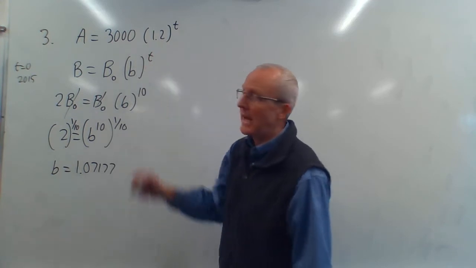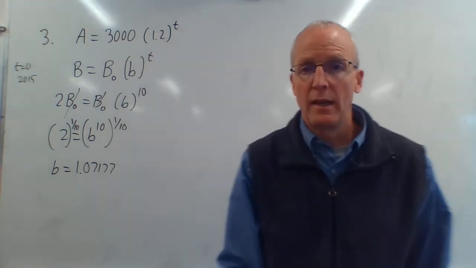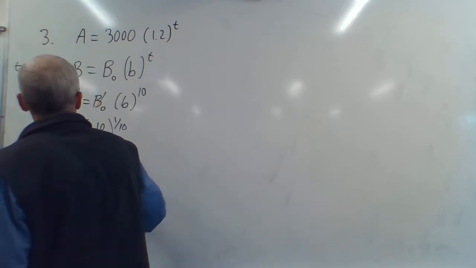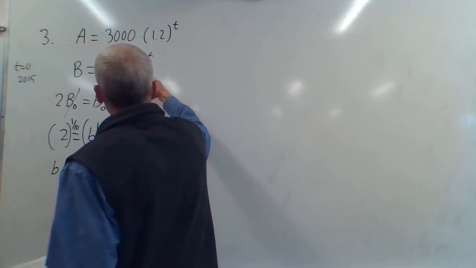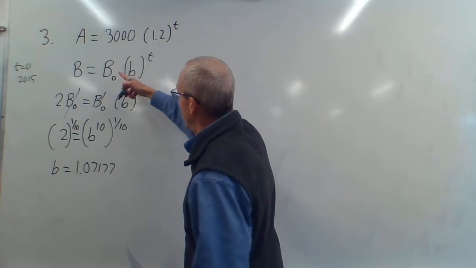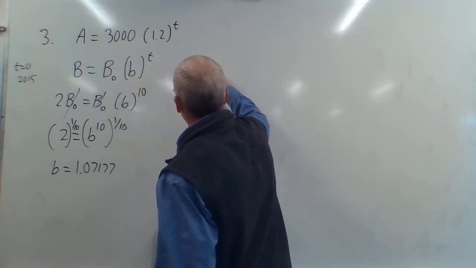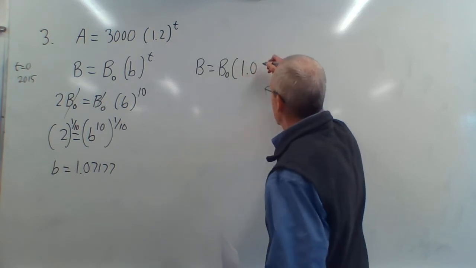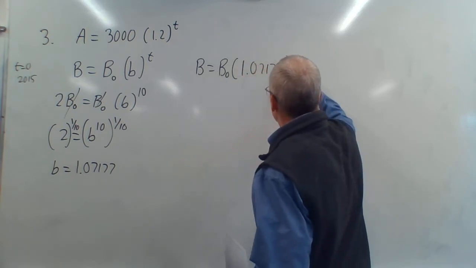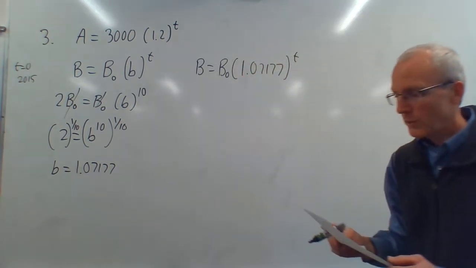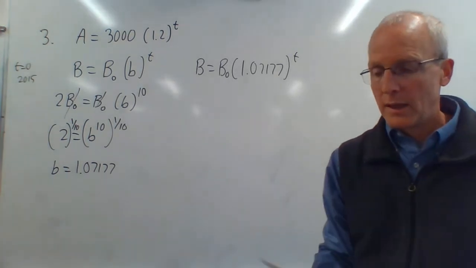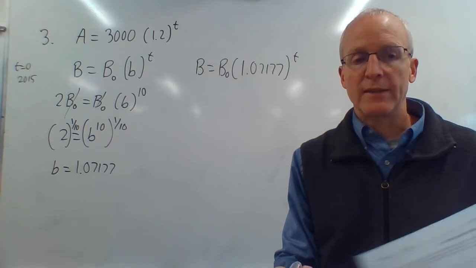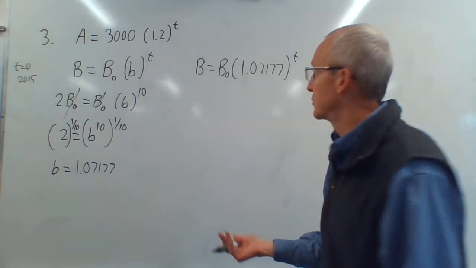This town grows much faster. A is growing at 20%. B is only growing at 7%. So B grows slower. And now we can figure out what B0 is. So we know that B is equal to B0 times 1.07177 to the T. And then I tell you one more point. I said that in 2019, there are 7,000. 2019 is T equals 4.